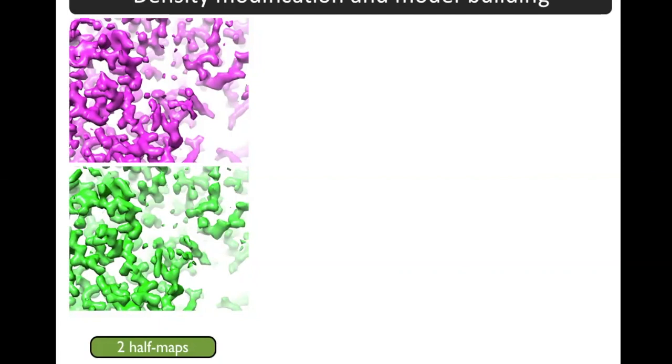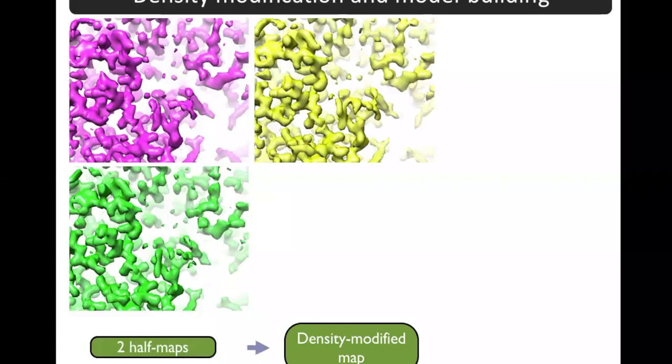And what we're going to do with these is we're first going to combine information from those two half data sets and expectations about what a map ought to look like. And that's going to improve the map overall, and we're going to create one density modified map out of that. And that's the one in yellow that you can see. And if you look carefully, you'll already see there's some differences between the half maps and the full map. And I'll show you a little bit more detail about that later as well.